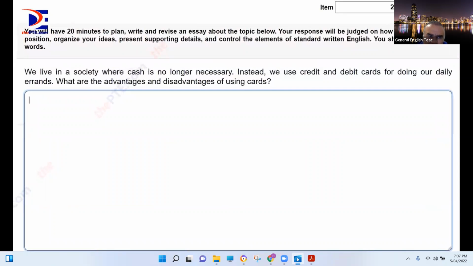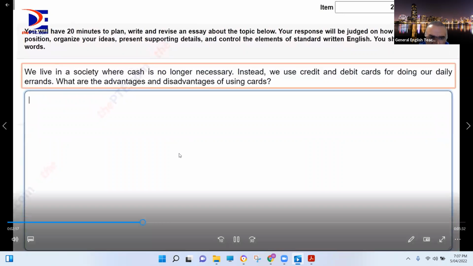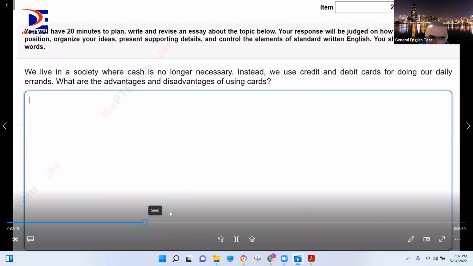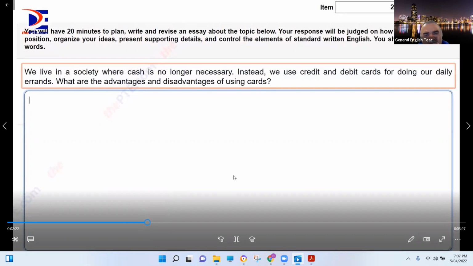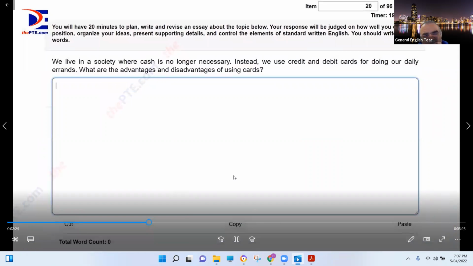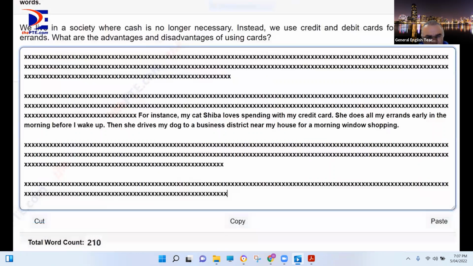Imagine your essay topic is about shopping with credit cards, and you write the following sentences as an example for developing your idea 1. For instance, my cat Sheba loves spending with my credit card. She does all my errands early in the morning before I wake up. Then she drives my dog to a business district near my house for a morning window shopping.